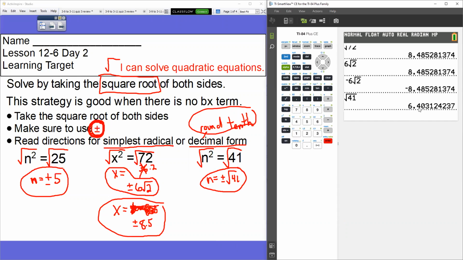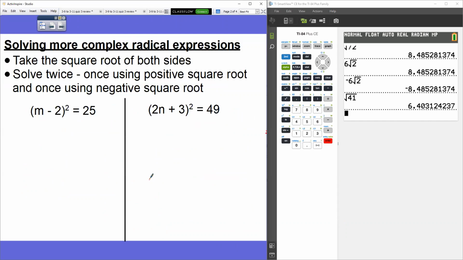The square root of 41 is, when rounded to the nearest tenth, 6.4. So in decimal form, it would be plus or minus 6.4. So those would be our two different answers. Again, the directions are very specific. They will either say put it in simplest radical form or put it as a decimal rounded to the nearest tenth. Now, we get a little bit more complicated with the equations that we have to solve.